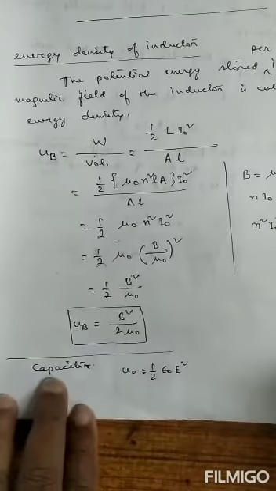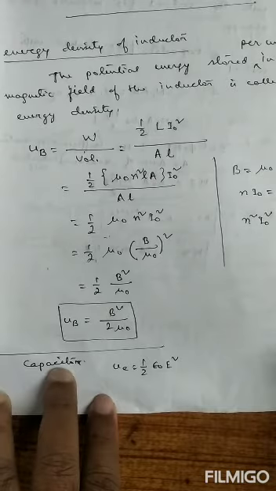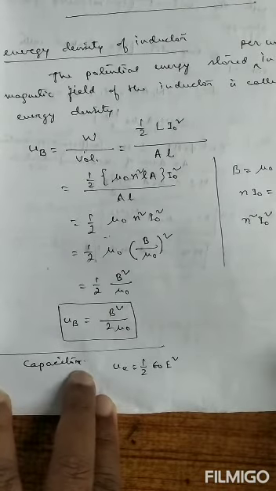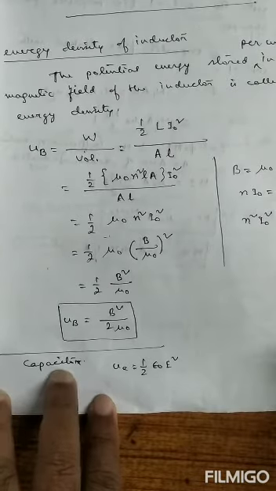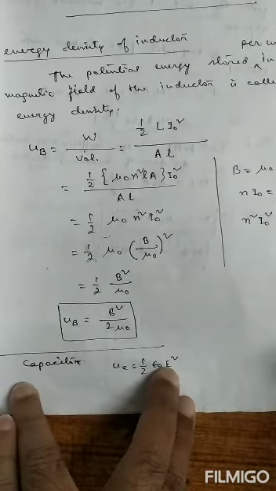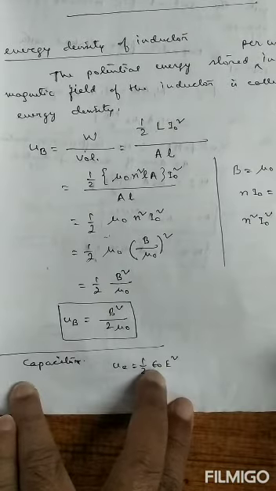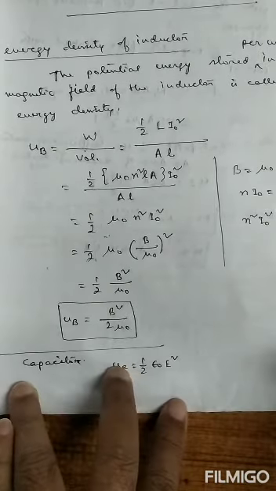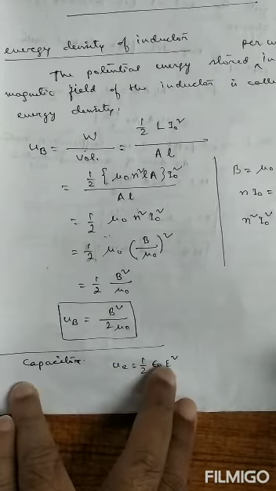Can you remember? Electrostatic energy density that gets stored in the electric field of the capacitor is half epsilon 0 E square. It is derived in the chapter electrostatics, called the capacitor. In the chapter called capacitor, we calculated half epsilon 0 E square.